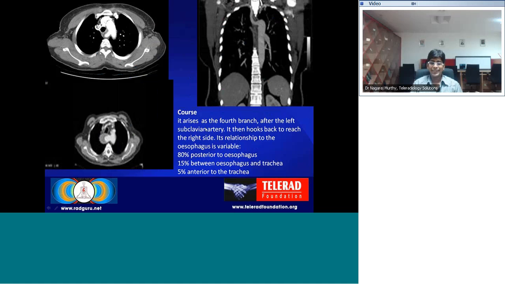Aberrant right subclavian artery arises as the fourth branch after the left subclavian artery. It then hooks back to reach the right side. Its relationship to the esophagus is variable. In 80% of the cases it is posterior to the esophagus, 15% between the esophagus and trachea, and 5% anterior to the trachea.